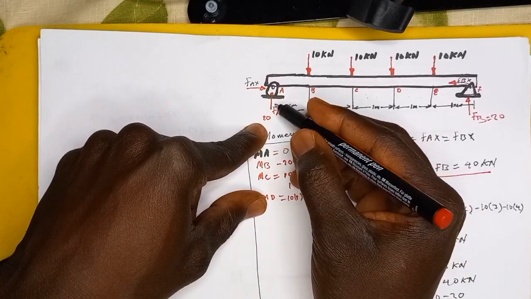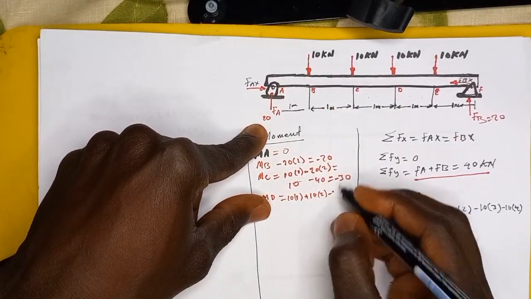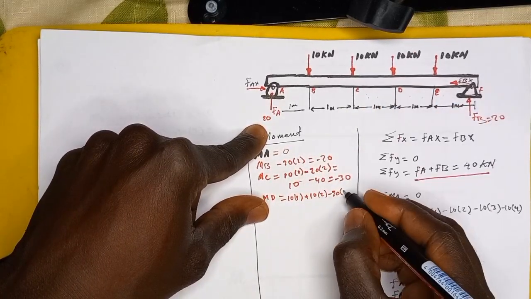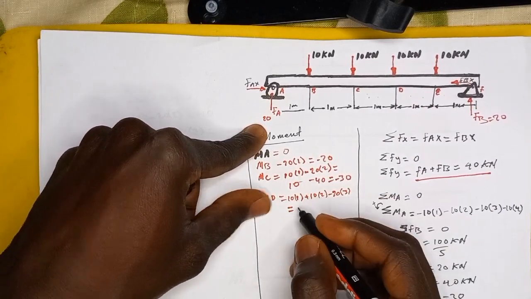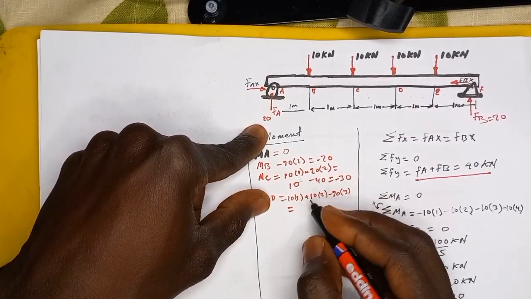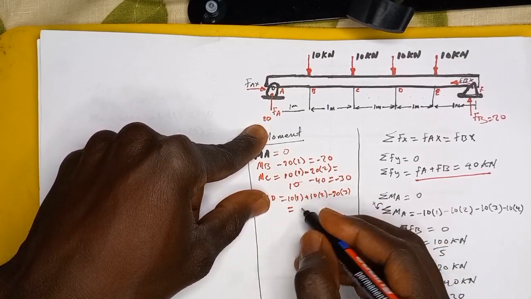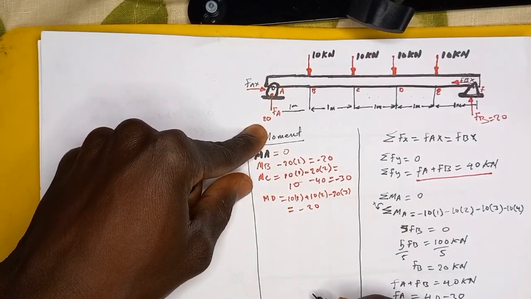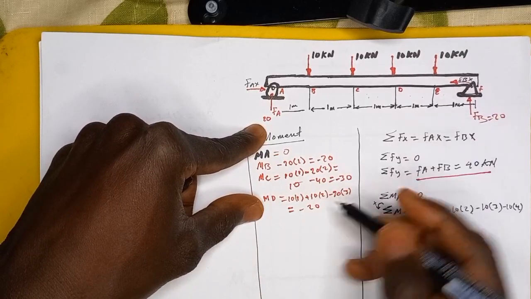And we have 20 here, right? Since it's going in a clockwise, it is negative. And the distance away from this is 3. And this is going to give us negative 20, right? And we have point E.